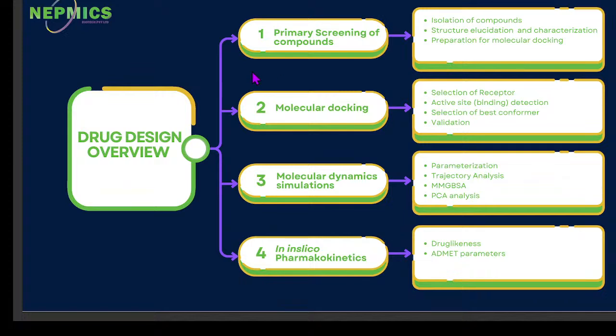So first of all, we primarily screened the compounds. For that, we isolated the compounds, and then later elucidated the structure of those alkaloids, and characterized the compounds. And then further we prepared those alkaloids for molecular docking. Here there are a lot of steps involved in the preparation of the ligand molecule: energy minimization, adding a force field, and simple tasks like charge addition, hydrogen addition, and all that was done. And then later on we performed molecular docking.